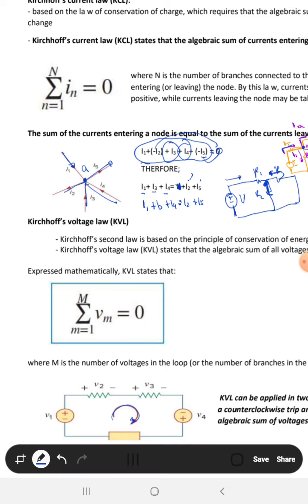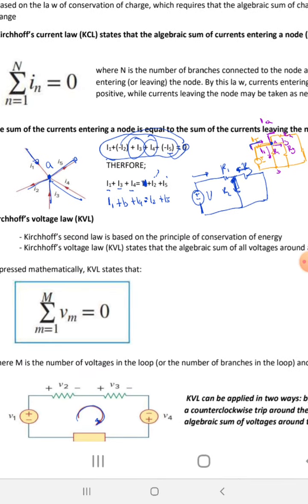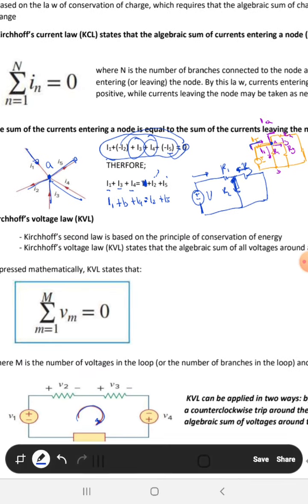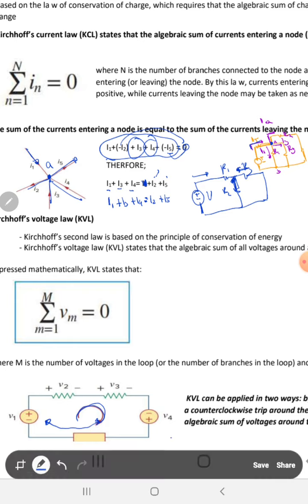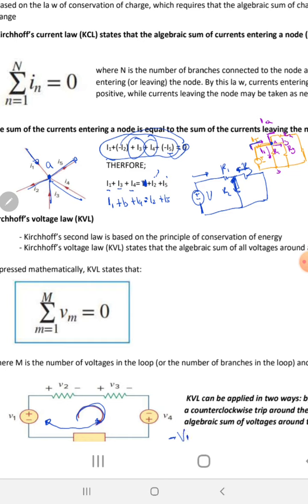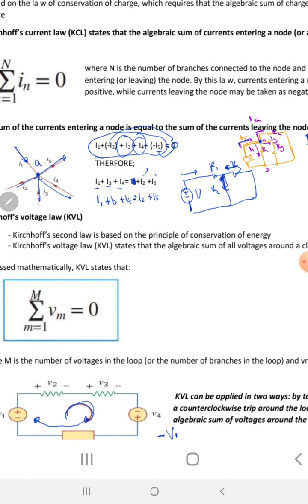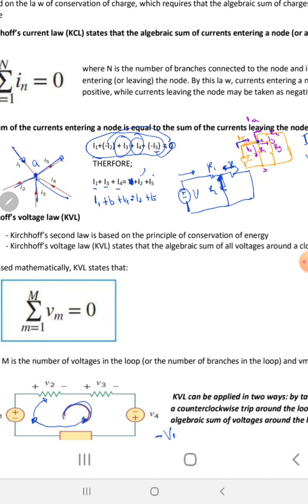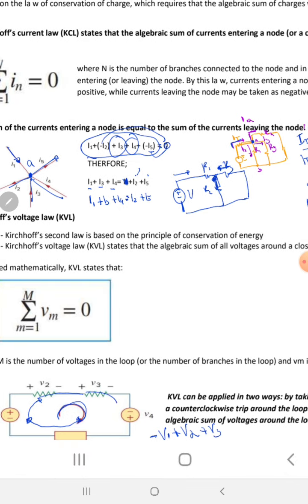Okay? So, since given yung resistor mo, we have positive V1. Negative V1. Kasi saan papasok yung arrow mo? Sa negative. Negative V1. Okay? And then, papasok to sa positive V2. And then, papasok to sa positive V3. And then, pumasok to sa negative V4.